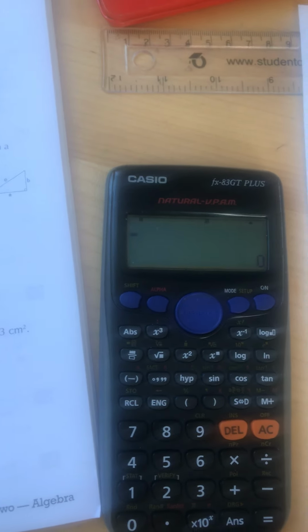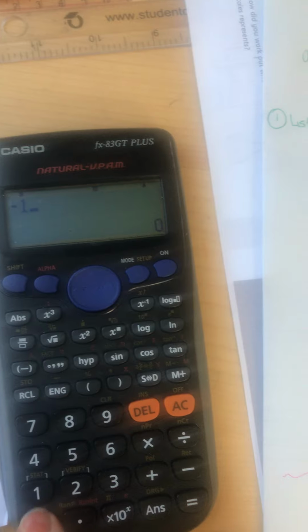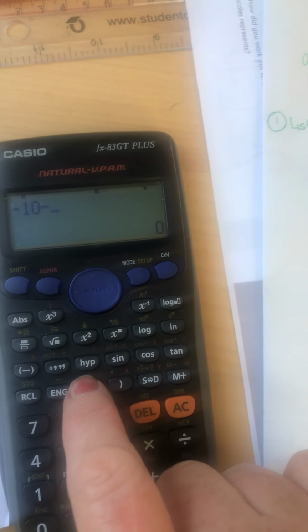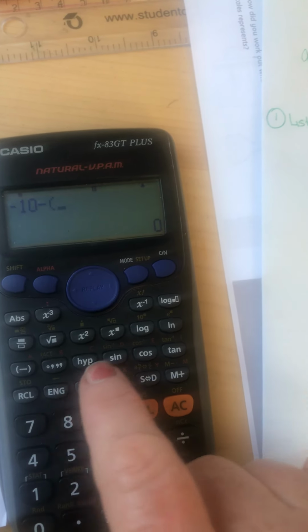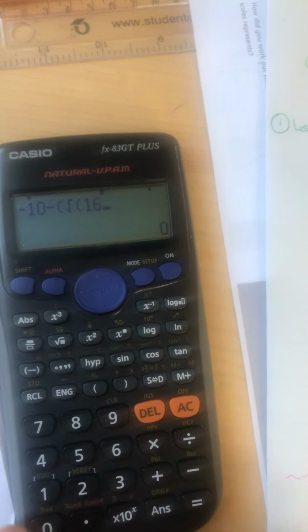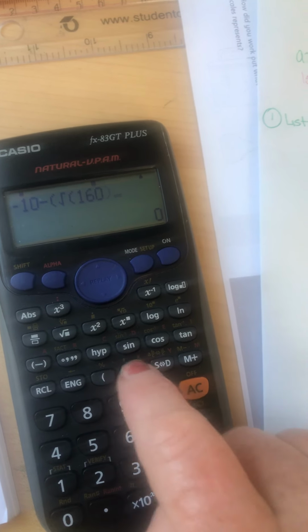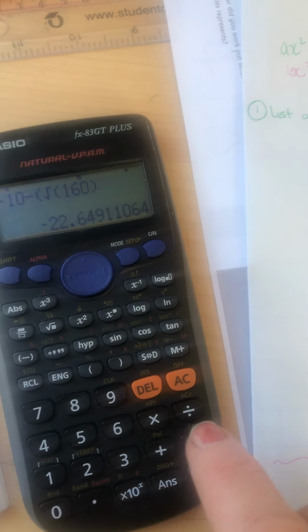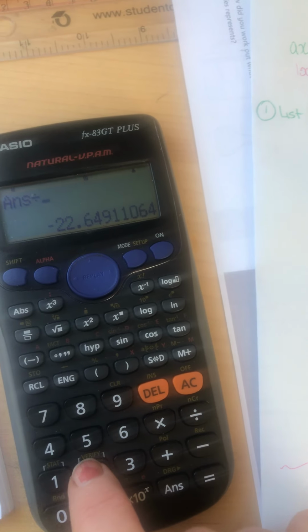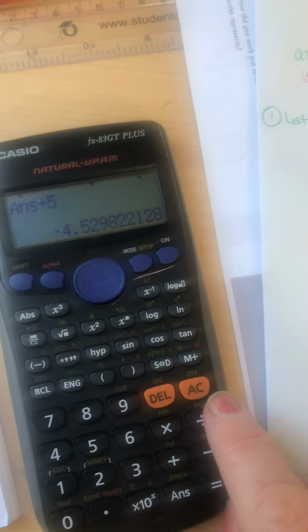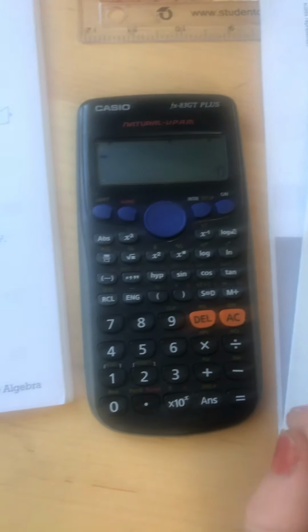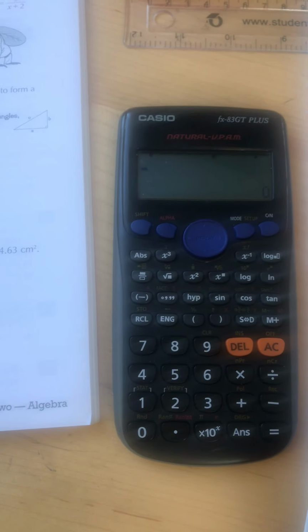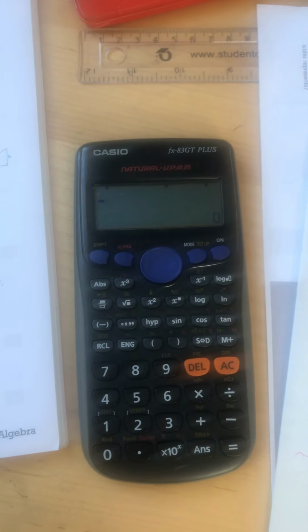So practice with those. Practice using your negative button for negative 10 minus, open your bracket, the square root of 160. Press equals all over 5. And it'll give you another answer. So you've got to get used to practicing with your calculator. Those ones want you to do an answer with plus and an answer with minus.